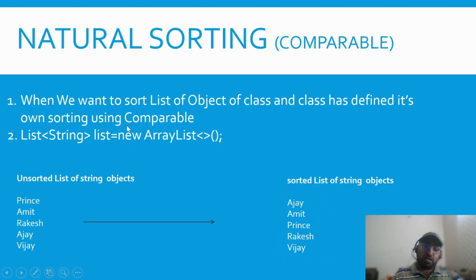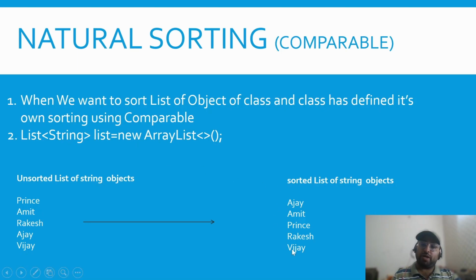Now let us try to understand by the definition. When we want to sort a list of objects of a class, here we have a list of objects of the string class, because Prince is an object of the string class, Amit is an object of the string class, right? And the class has defined its own sorting. So string should implement its own sorting if we want to achieve natural sorting, right?